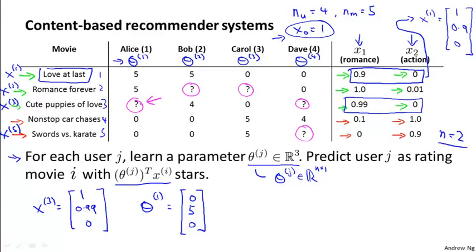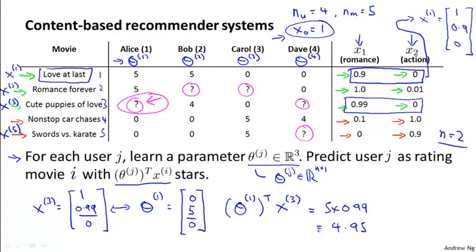So our prediction for this entry is going to be equal to theta 1, that is Alice's parameter vector, transpose x3, that is the feature vector for the Cute Puppies of Love movie number 3. And so the inner product between these two vectors is going to be 5 times 0.99, which is equal to 4.95. And so my prediction for this value over here is going to be 4.95. And maybe that seems like a reasonable value if indeed this is my parameter vector theta 1.